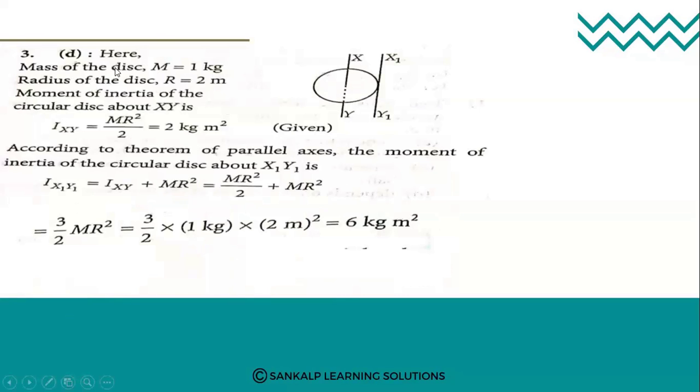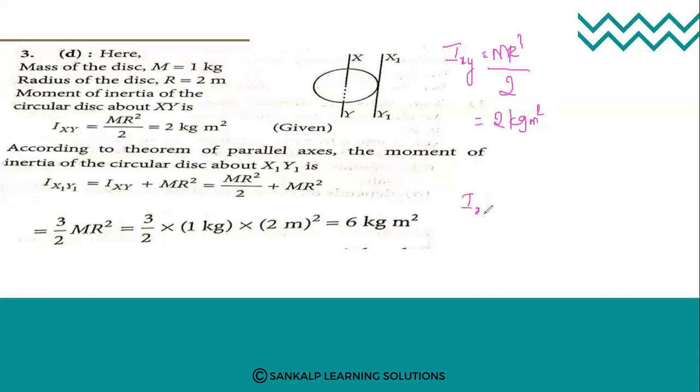First, the mass is 1 kg and the radius is 2 meter. For the circular disc, the moment of inertia for the center axis, Ixy, is mr square by 2, and this value is already given as 2 kg meter square. Now, according to the theorem of the parallel axis, we study the parallel axis and perpendicular axis theorems in this chapter.